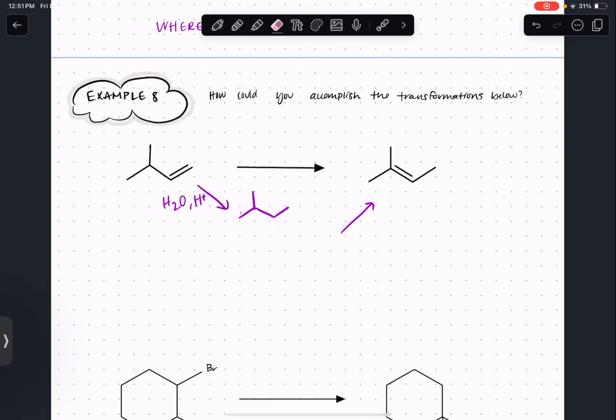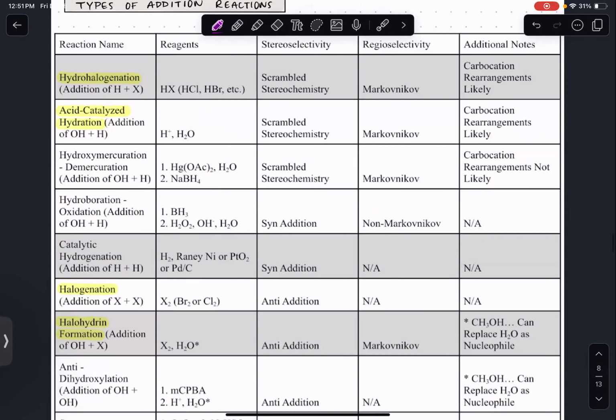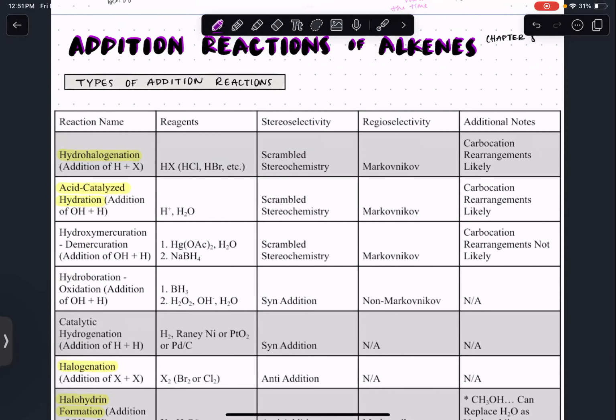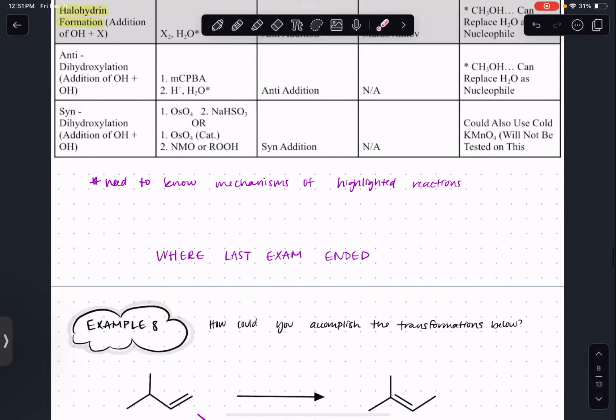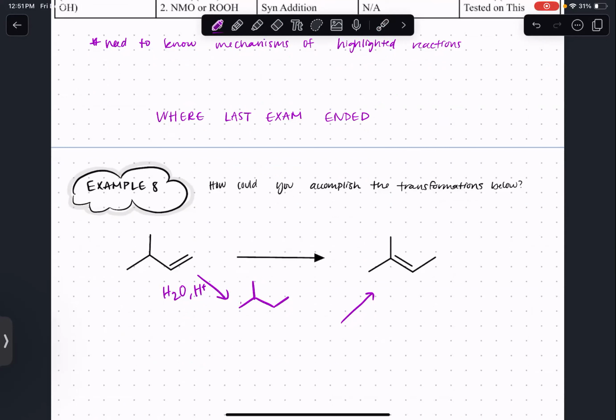oops, sorry, it's going to give me 2 different things, because in this reaction carbocation rearrangements are very likely. So I'm going to get 2 things here. I'm going to get this, or I'm going to get this. And this is not helpful. So this product is the one that I care about.